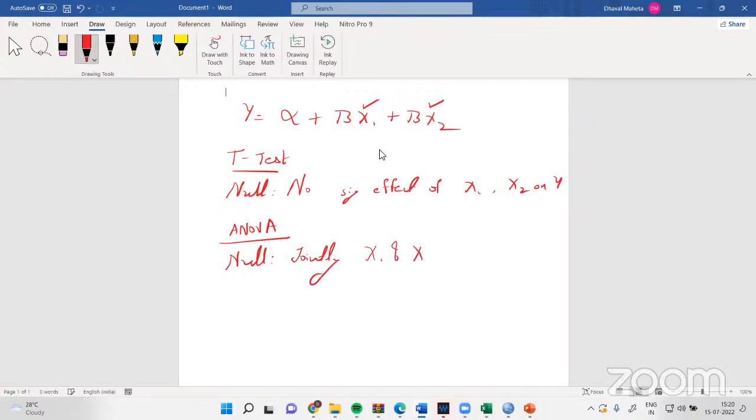X1 and X2 are not affecting Y. Or in other words, the model does not exist.